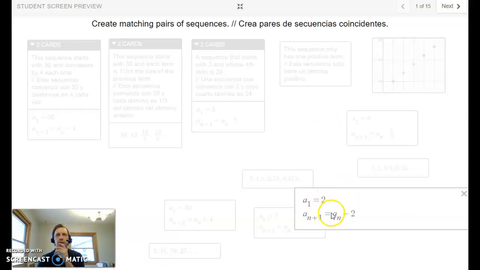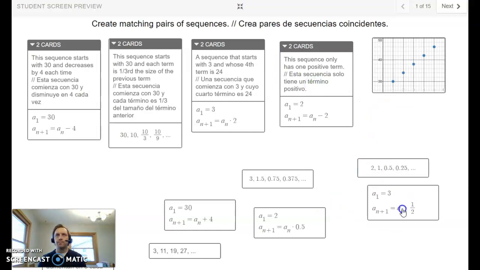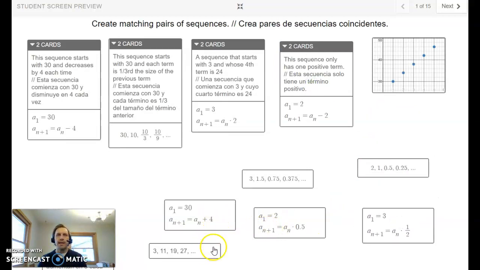Here I start with 2 and I subtract 2 each additional term. So 2 minus 2 is 0. 0 minus 2 is -2. Hey, so 2's positive, 0 is not positive. It's actually neither positive nor negative. Then -2. So this one only has one positive term. Boom. All right, and then let's see.